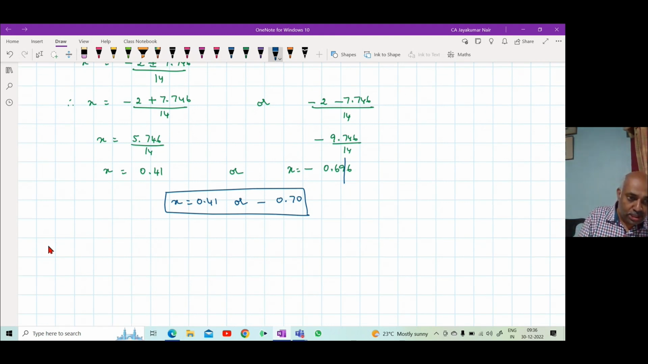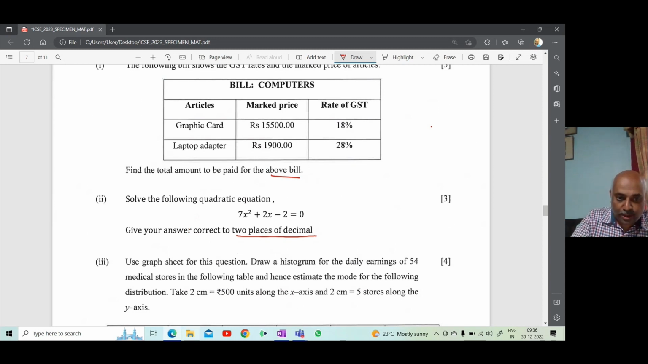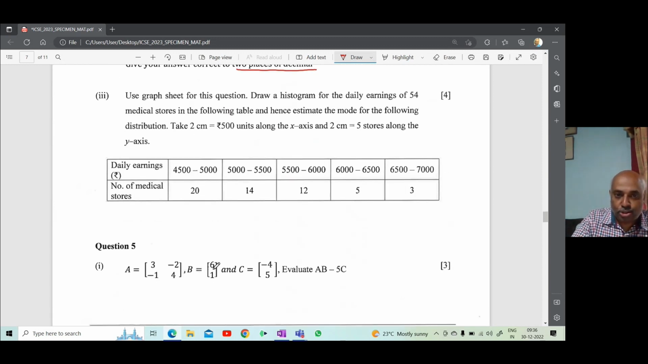Now, moving on to the third question. What is the third one? Use graph paper for this question. Draw a histogram for the daily earnings of 24 medical stores in the following table, and hence estimate the mode from the following distribution. They are saying take 2 centimeters is equal to 500 units along the x-axis, and 2 centimeters is equal to 5 stores along the y-axis.